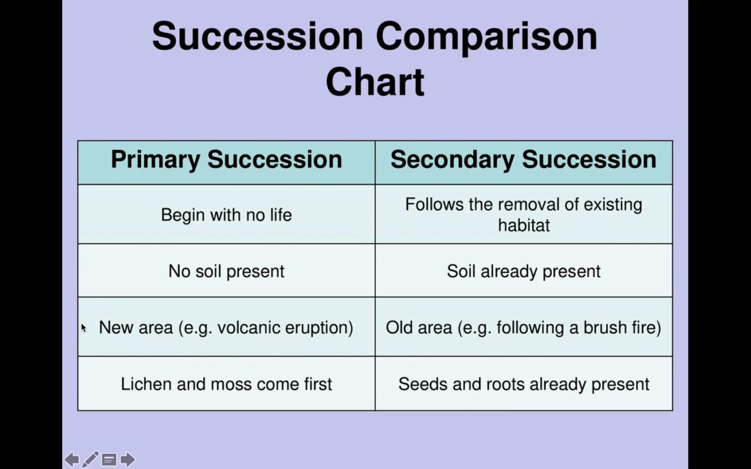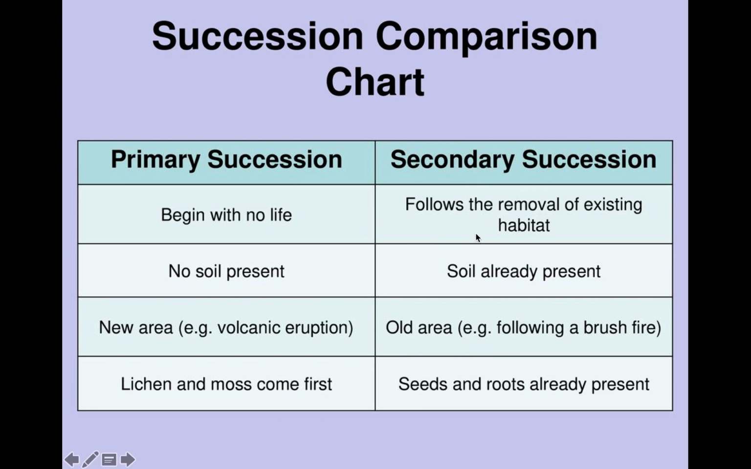And this is generally a new area, so after a volcanic eruption. And what's going to come first is that lichen and moss. And so primary succession, in order to get that climax community, it's going to take a really long time because it's building pretty much from scratch.